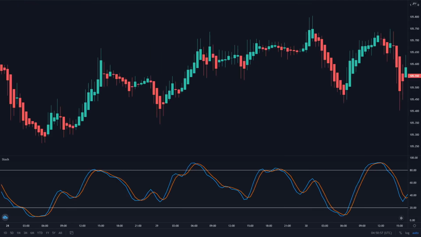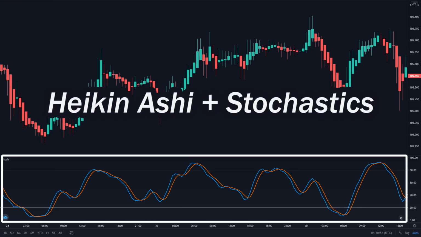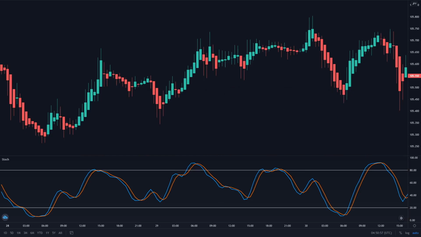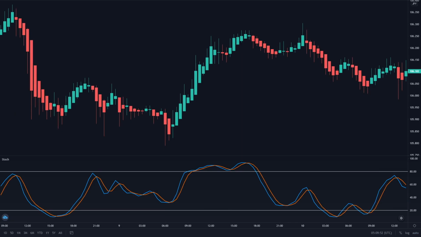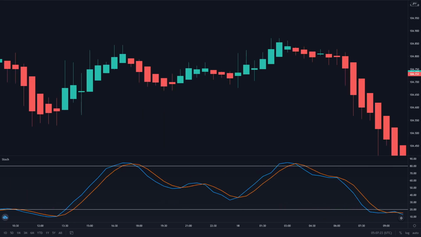The next strategy that I like to utilize when trading the Heikin Ashi is by combining it with the stochastics indicator. I'm not going to go in depth with the stochastics indicator because it's very simple, and I don't want this video to be too long. Basically, it's exactly like the RSI. If the lines cross below the lower bands, meaning the market is oversold and more likely to reverse upwards. If it crosses above the upper bands, meaning the market is considered overbought and is more likely to reverse downwards.